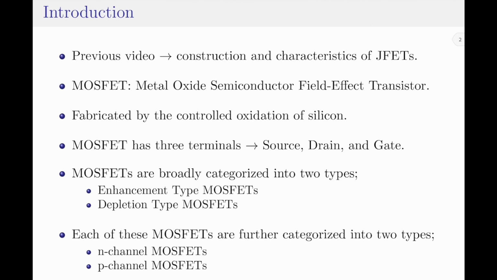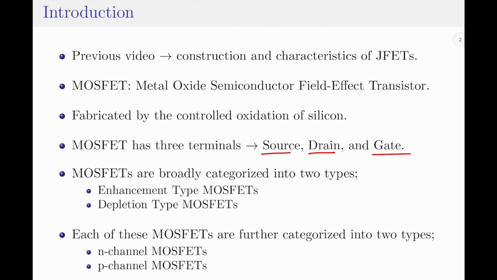Coming back to this video, another type of field effect transistor that has become most famous is the metal oxide semiconductor field effect transistor, which in short is called MOSFET. MOSFET is a type of field effect transistor that is commonly fabricated by the use of controlled oxidation of silicon. Very similar to a JFET, a MOSFET also has three terminals. They are called source, drain and gate.